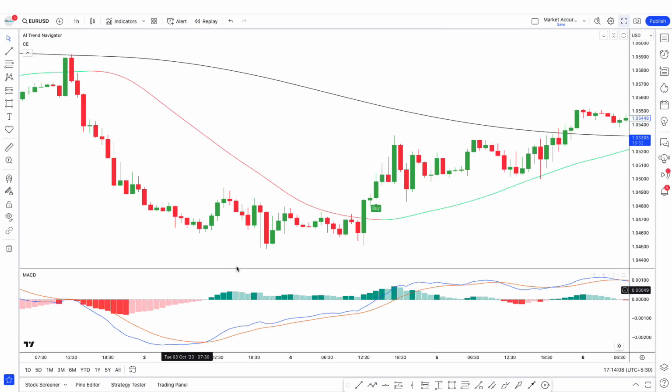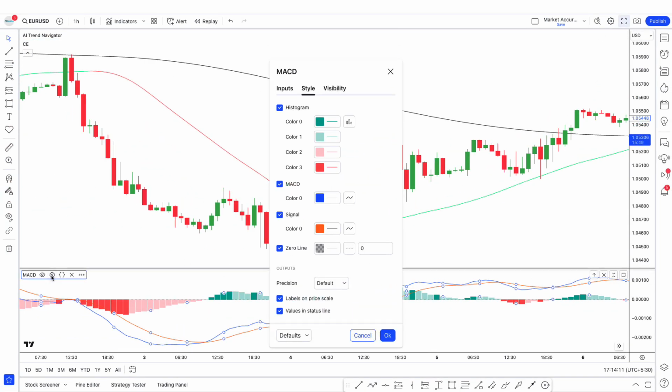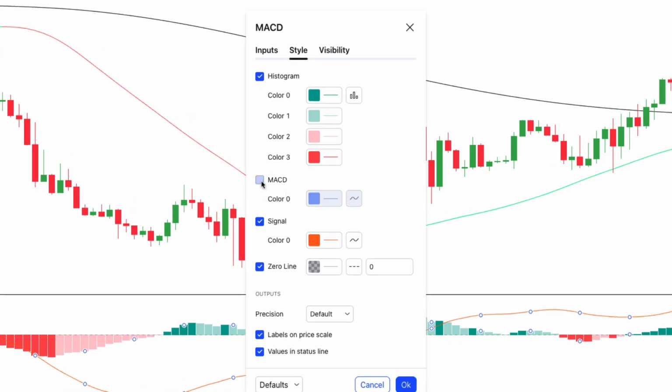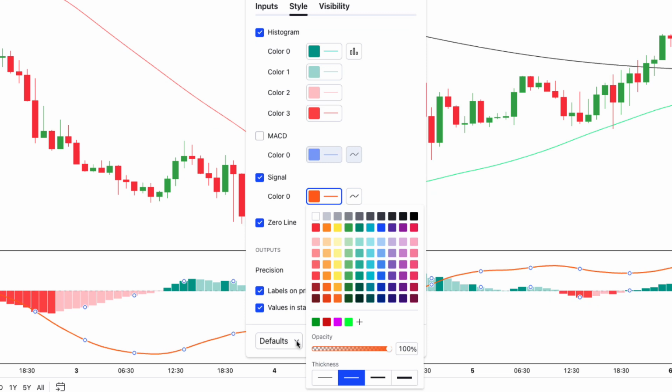For the MACD indicator, double-click on it to access the settings. In the Style tab, deselect the MACD line option, and all same, then click OK.